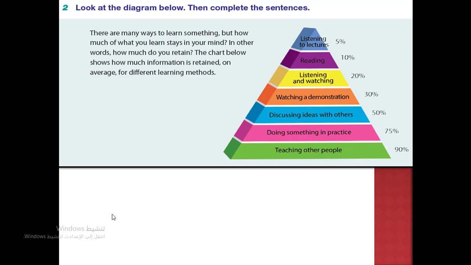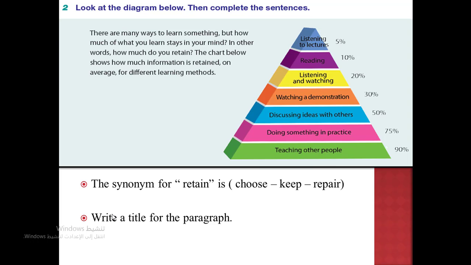Of course, we need at first to understand what the word retain means. What is the synonym for the word retain? What do you think? Does it mean choose or keep or repair? Of course it means keep، بمعنى يحفظ أو يستذكر، يعني كم مقدار الكم من المعلومات اللي ممكن إحنا نسترجعها أو اللي إحنا نستذكرها لو استخدمنا واحدة من هاي الطرق.